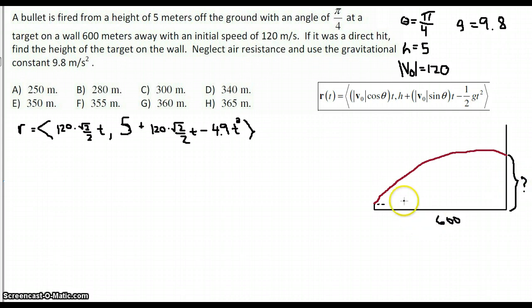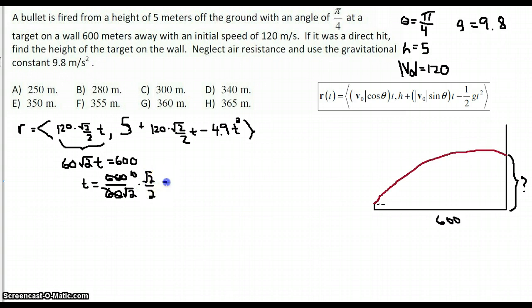So first we need to find the time it takes for the projectile to travel 600 meters. That's an x distance, and so we can say that 60 root 2 times t is equal to 600, or that t is 600 over 60 root 2, which reduces and simplifies to be 5 root 2 seconds. That's how long it takes for the projectile to travel 600 meters.